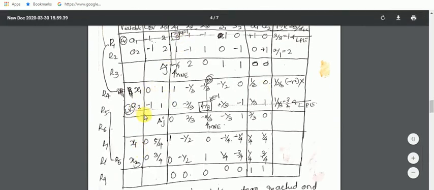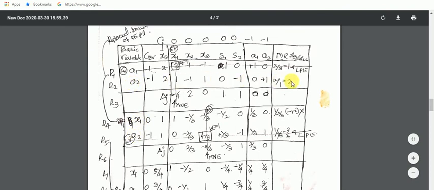Then we'll get these tables. X1 has been replaced here, A2 is as it is, but these have been replaced by using the equation. We'll get the delta Z values. Again, from our delta Z values, minus 4 by 3 is the most negative element. Once again, it is the entering vector.